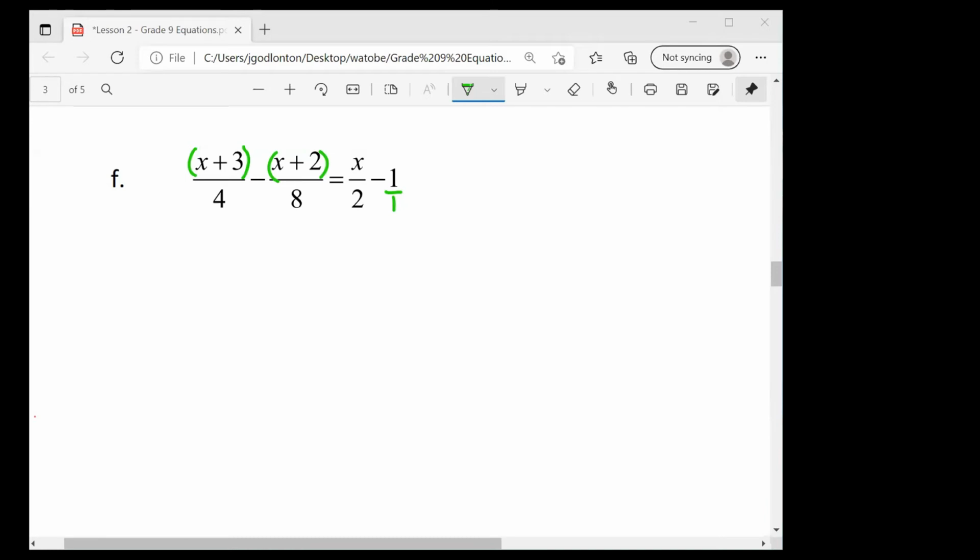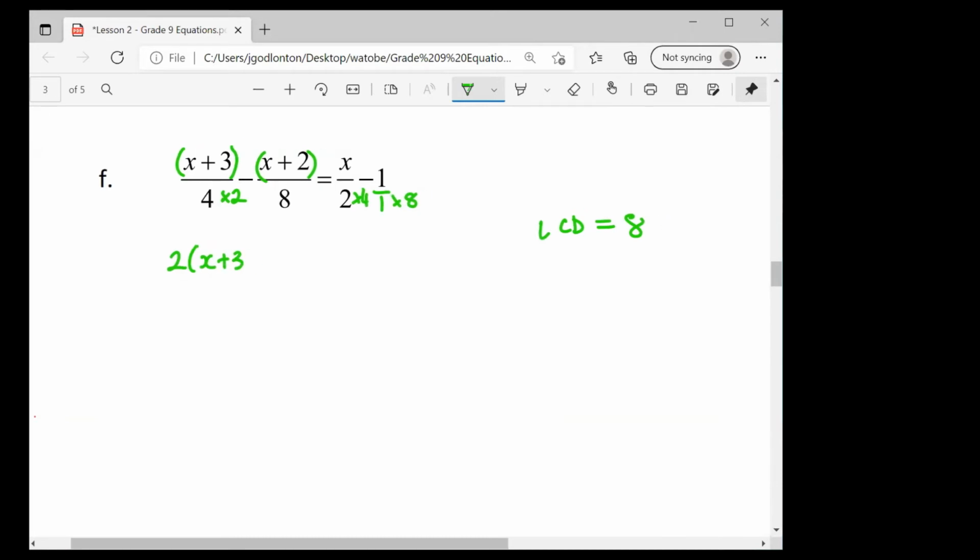Okay, let's go. So first thing we needed to do is find our LCD. And in this case, our LCD is 8. That means that I need to multiply that by 2, I need to multiply that by 4, and I need to multiply that by 8. So I'm going to have 2x plus 3 over 8 minus 1x plus 2 over 8 equals 4 times x over 8.